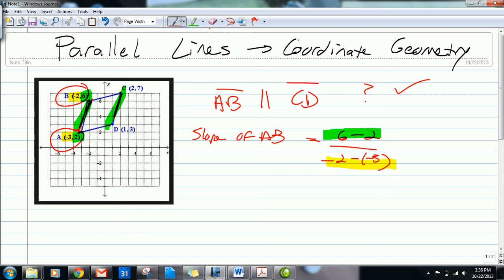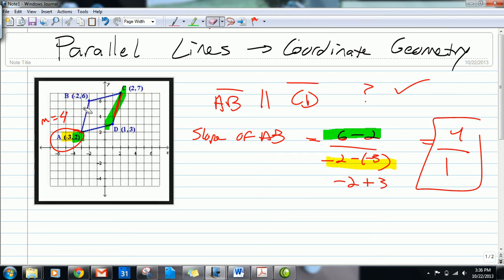Right? So now all I have to do is figure out what that is. So 6 minus 2 is 4. Negative 2 minus a negative 3 is the same thing as negative 2 plus 3. And that gives me 1. Right? So here's my slope, 4. So this line AB has a slope of 4. Okay? And you can see that on the actual drawing, which is easy enough to count, right? I'm going over 1 and up 1, 2, 3, 4. Right? Over 1 and up 4. That means it has a slope of 4. Okay.